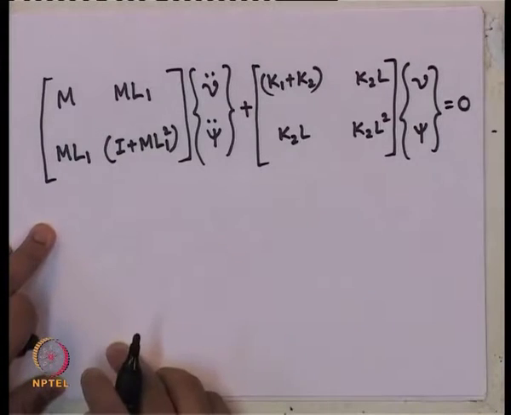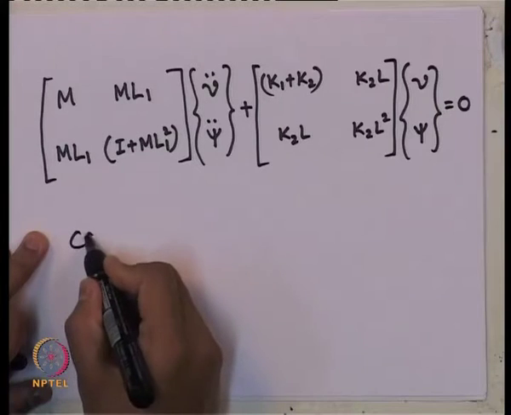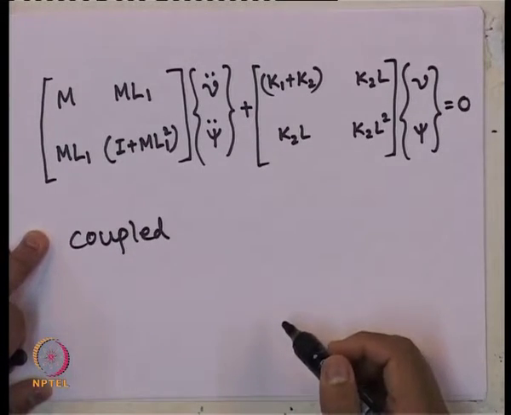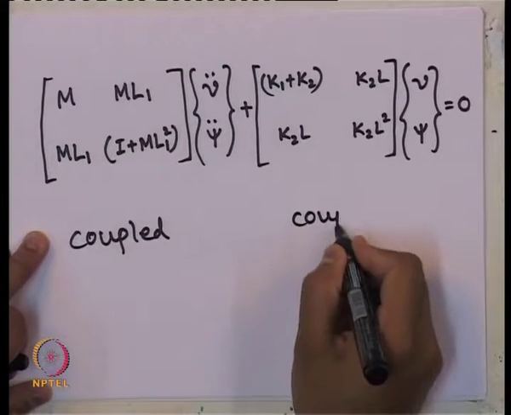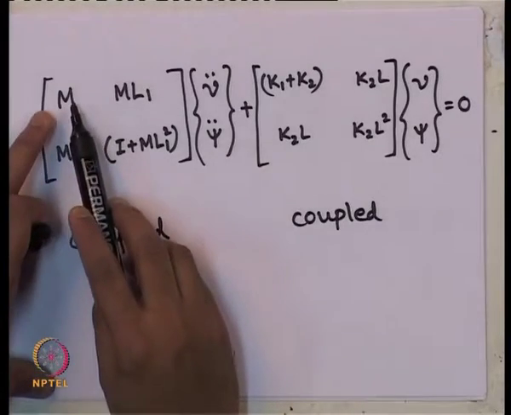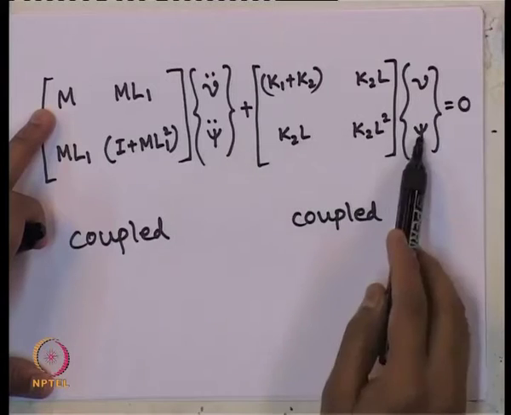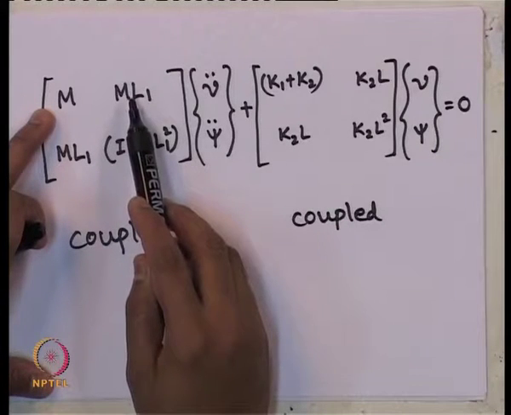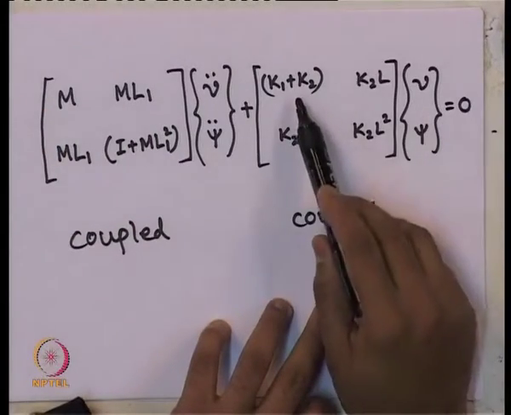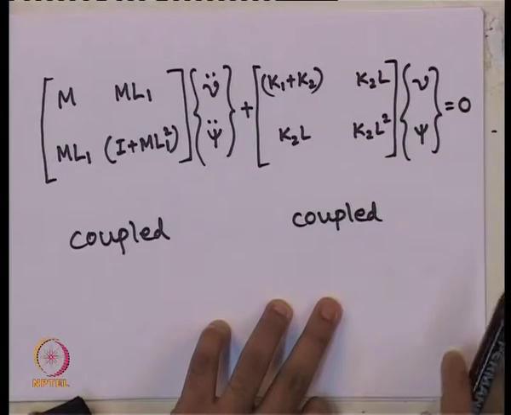What we have seen from this, looking at the mass matrix, is that it is coupled. Looking at the stiffness matrix, it is also coupled, because in the mass matrix, due to the degree of freedom V, the effect of psi is very much present, it is non-zero. Also for the stiffness matrix, because of the degree of freedom V, the effect of psi is present, it is non-zero.